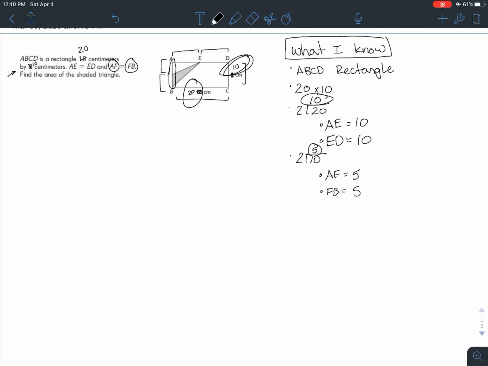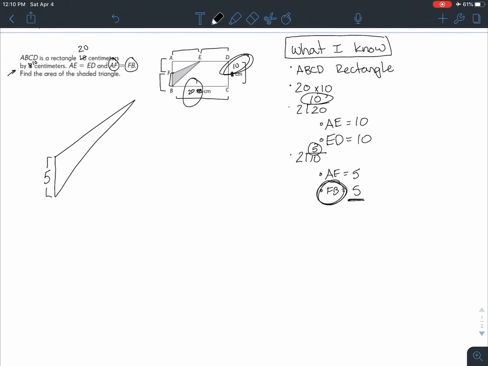Okay? Now, here's where this is really important. One of those sides that we just mentioned, FB right here, is actually the base of this triangle. So if we were to redraw this triangle, kind of like this, we would know that this side right here is 5 centimeters. So that's why this gets really important. So we know that this is 5.